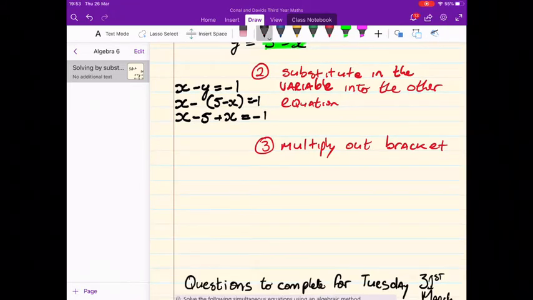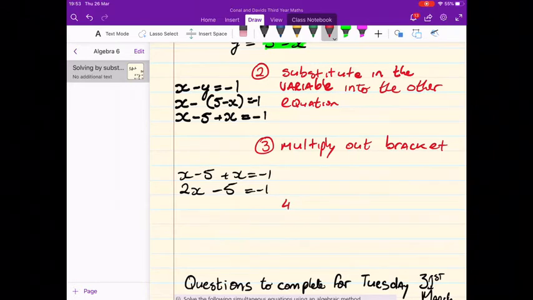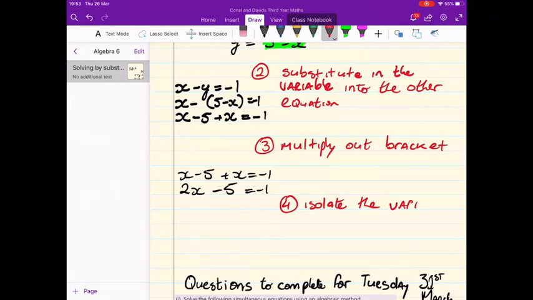So the next thing we need to do is we say, okay, well, we almost are there. So we have x minus 5 plus x equal to -1. So we need to tidy up first of all. So we have two x's on the left. Minus 5 is equal to -1. So what we want to do now is we want to isolate the only variable.